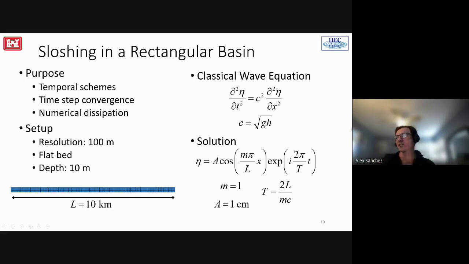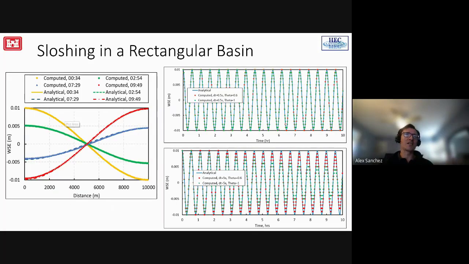And on the right, it's like all the equations. If you see any decay in the wave amplitude, then that's numerical dissipation. We use this one to test how the implicit weighting factor that we talked about this week improves the solution, and how reducing the time step improves the solution.